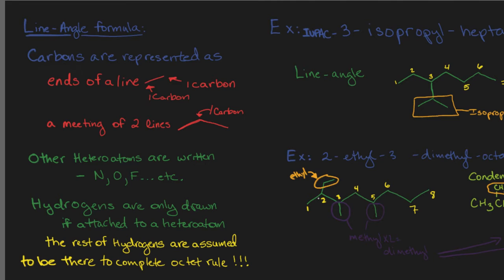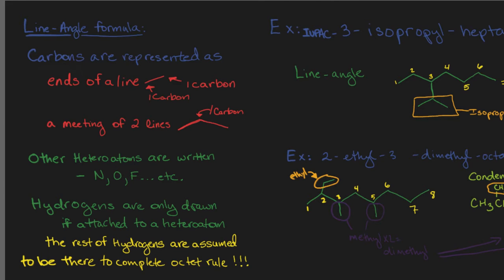Today we're going to be looking at the concept of line angle formulas, and I will throw in a few examples as well since the concept is so short. Line angle formulas, otherwise referred to as skeletal or stick figure, whatever you want to call it, basically is the concept that whenever you have a carbon, it's represented by a line, and we look at the ends of the line, either the beginning or the end, and each of those are considered to be one carbon.